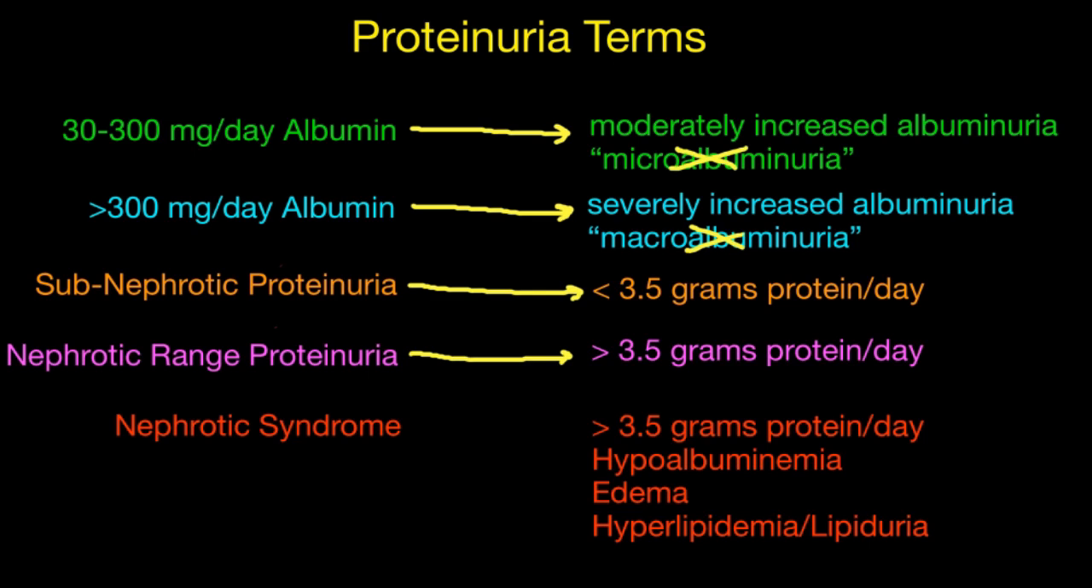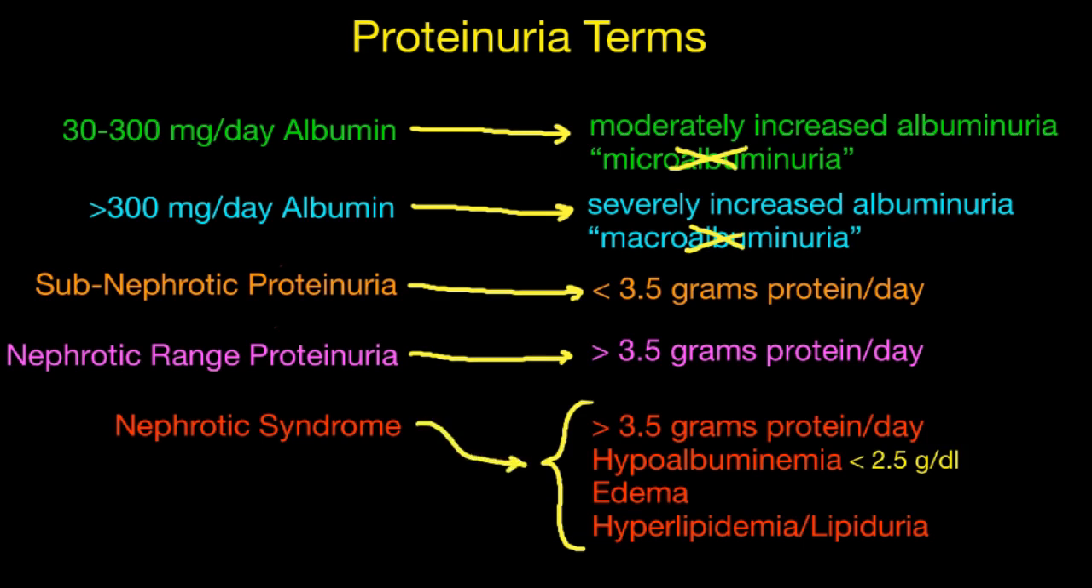Now it's important to know what defines the nephrotic syndrome. So first you have to have the nephrotic range proteinuria, but you also have these other things. So you have a low serum albumin, you have leg edema or edema somewhere else, and then also hyperlipidemia with possible lipiduria.